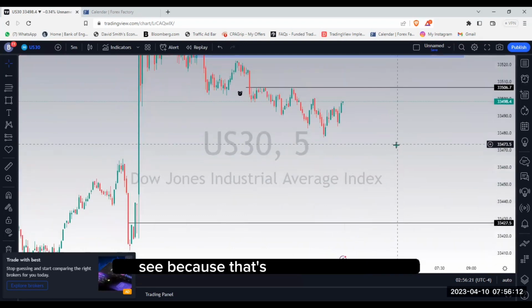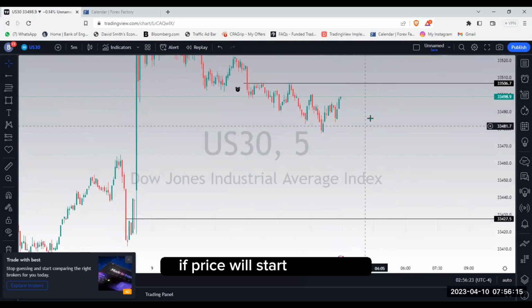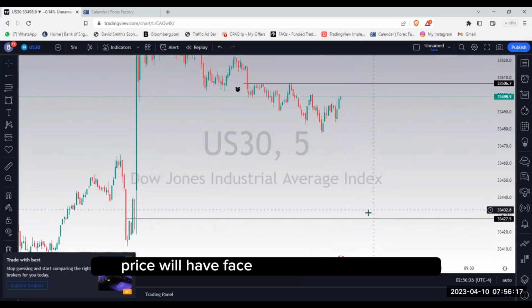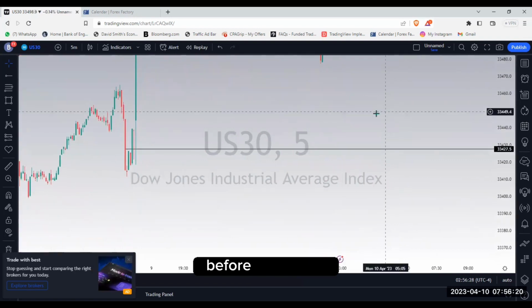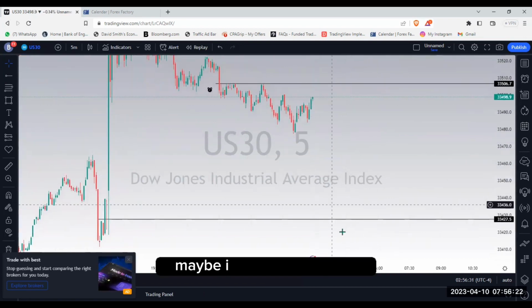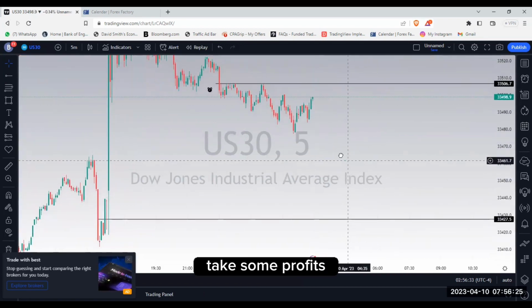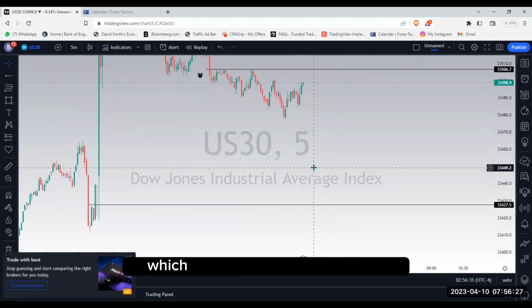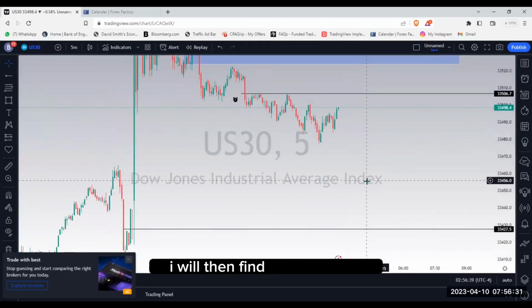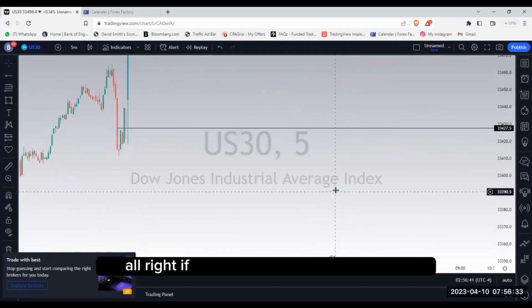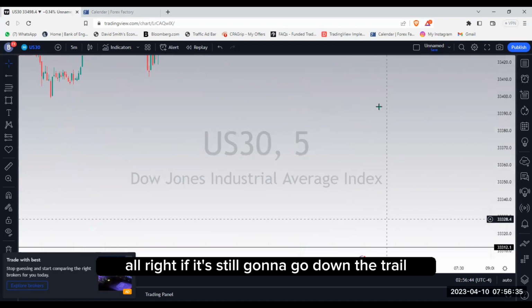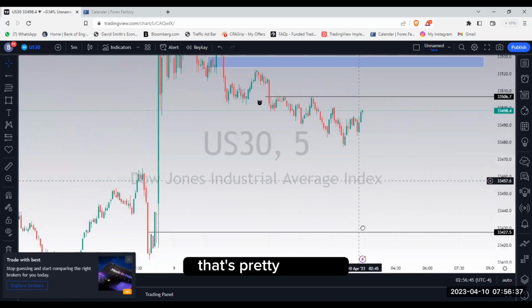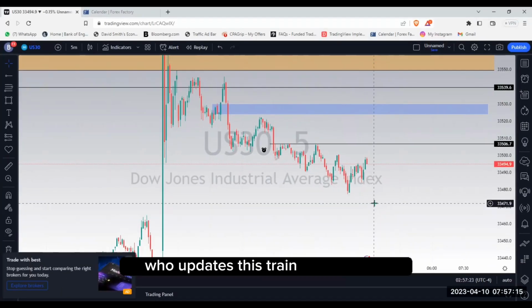Because that's where I know that if price should start dropping, price will have faced some friction around here, before eventually maybe I trade around here, take some profits, and then the next session, which will be the New York session, I will find another trade. If it's still going to go down, I'll trade it down to this point. That's pretty much it. We'll update this trade after I take it.